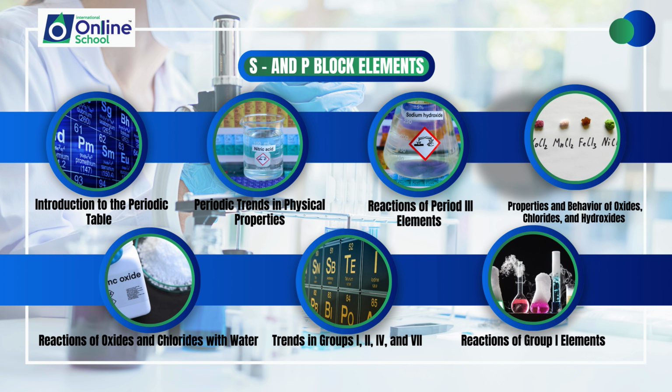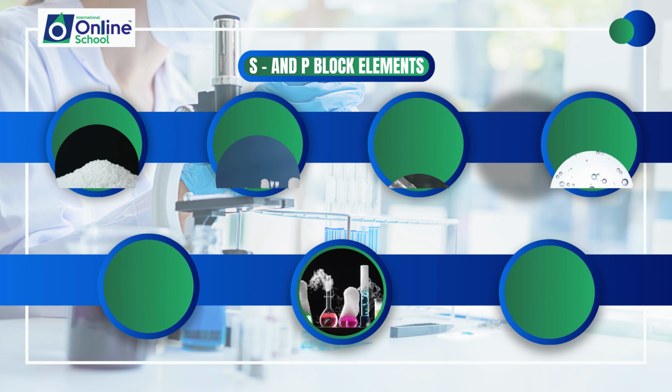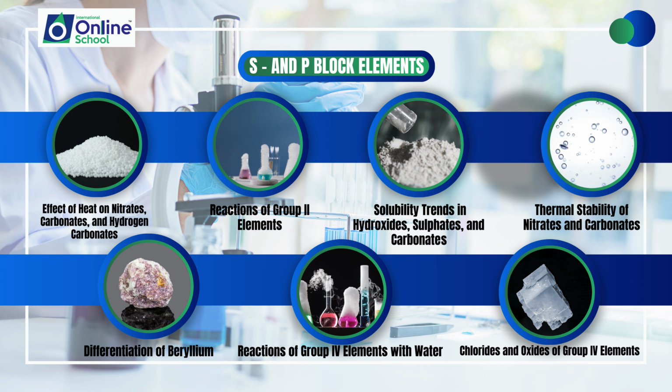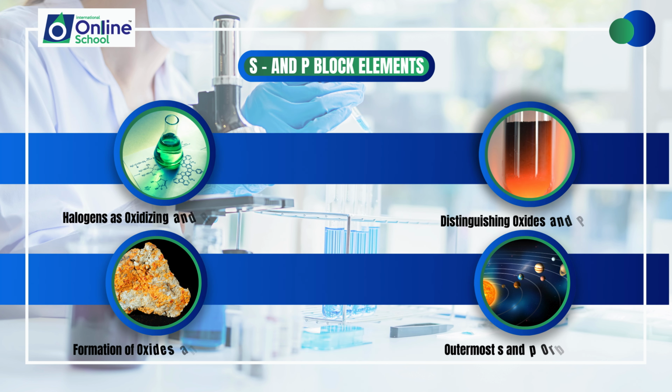In this overview, we dive into introduction to the periodic table, periodic trends in physical properties, reactions of period 3 elements, properties and behavior of oxides, chlorides, and hydroxides, reactions of oxides and chlorides with water, trends in groups 1, 2, 4, and 7, reactions of group 1 elements, effect of heat on nitrates, carbonates, and hydrogen carbonates, reactions of group 2 elements, solubility trends in hydroxides, sulfates, and carbonates, thermal stability of nitrates and carbonates, differentiation of beryllium, reactions of group 4 elements with water, chlorides and oxides of group 4 elements, halogens as oxidizing and reducing agents, distinguishing oxides and peroxides, formation of oxides and sulfides, outermost S and P orbital system. Let's explore each of these points covered in this chapter.